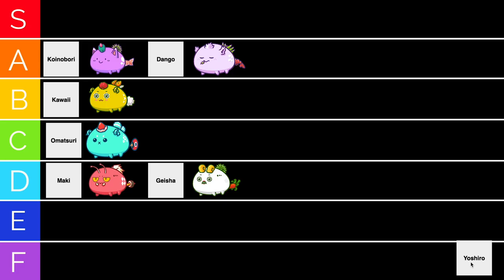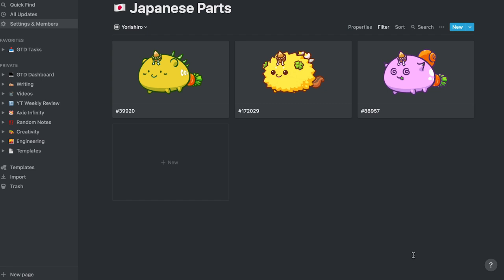Yeah. Yorishiro. So that's a typo on my part. It's supposed to be Yorishiro. Not that cool. I'll say C. Models. The yellow pokey one.